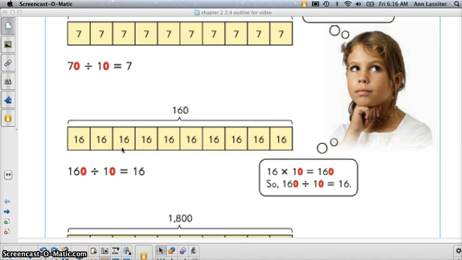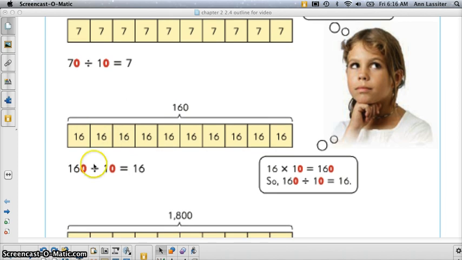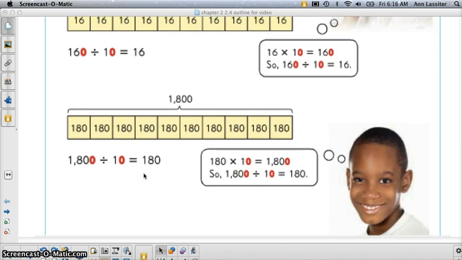So 70 divided by 10 is 7. 160 divided by 10 is 16, and 1,800 divided by 10 is 180. So in reality, what's happening is one 0 is canceling out from the 10 and the dividend.